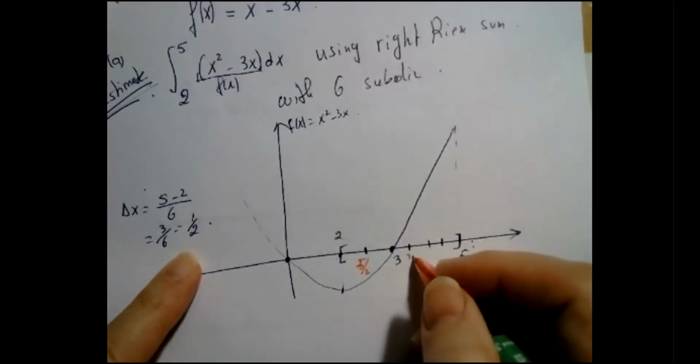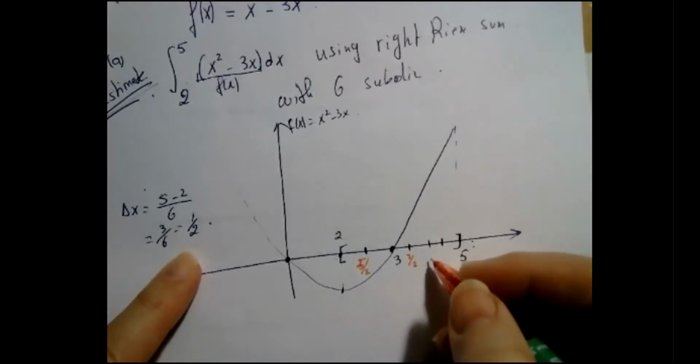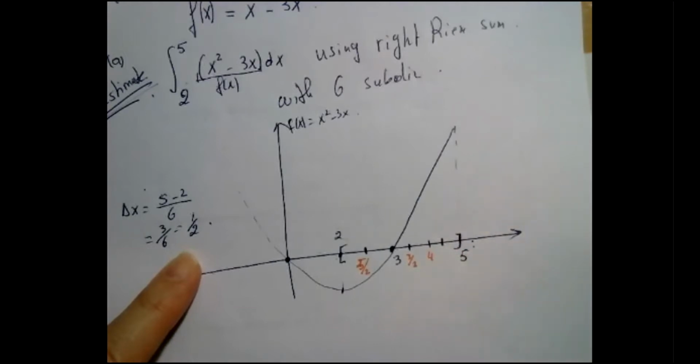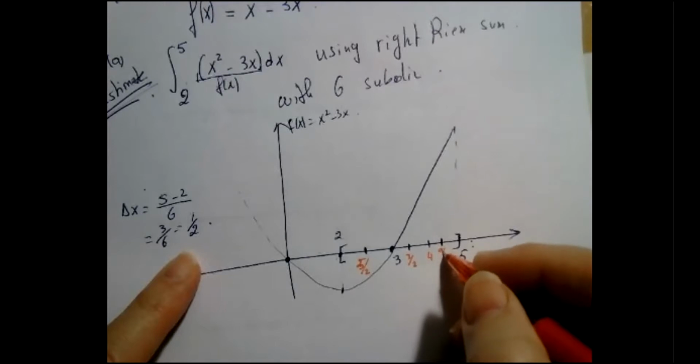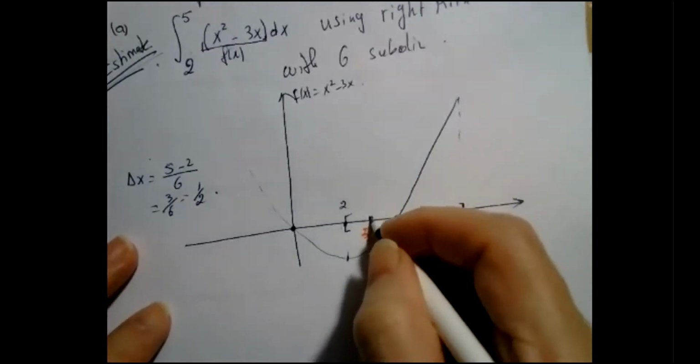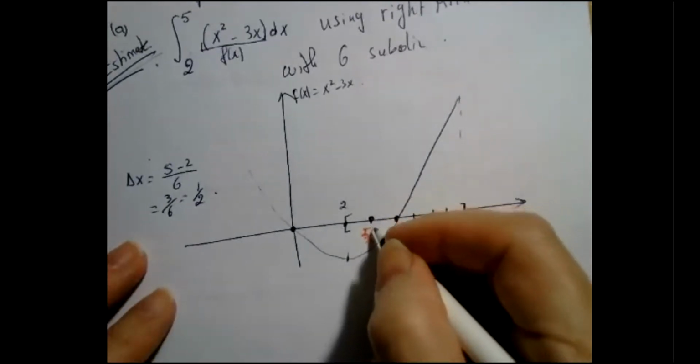3, 3.5, which is 7 halves, and that's a 4. And that's a 4.5, which is 9 halves. Okay, so that's the subdivision. And now what is the sum? We're going to take the value at the right endpoint. So that's my right endpoint.